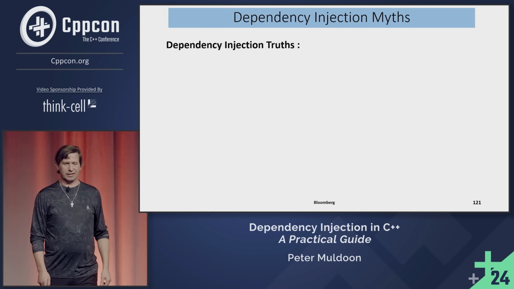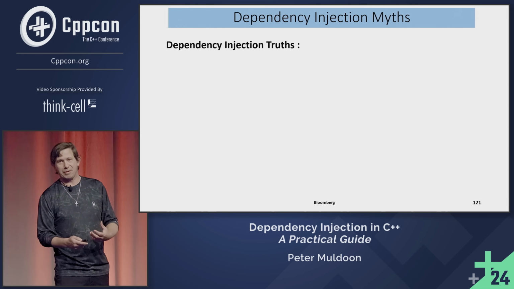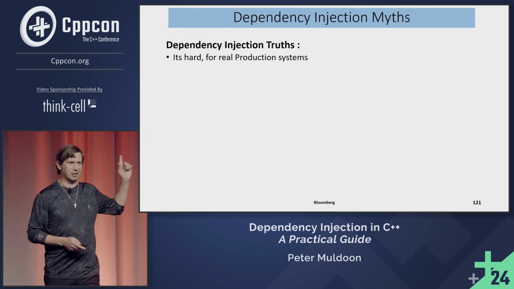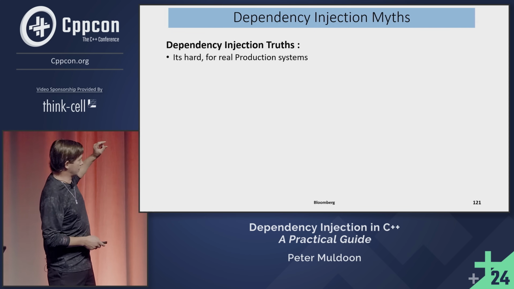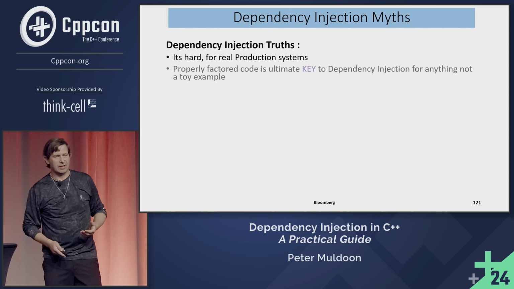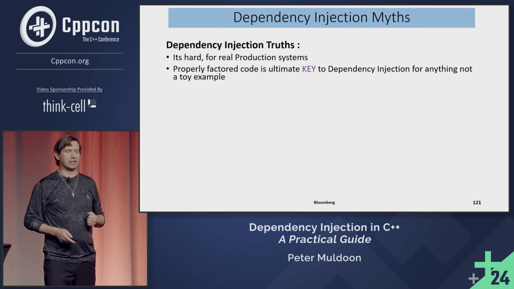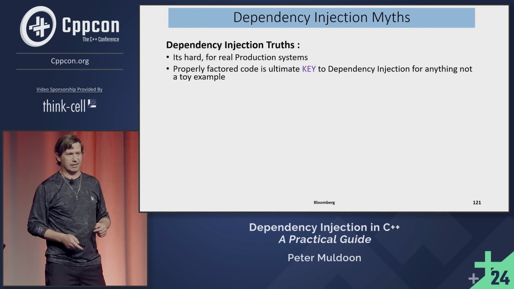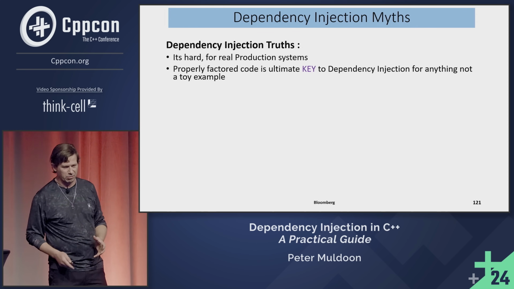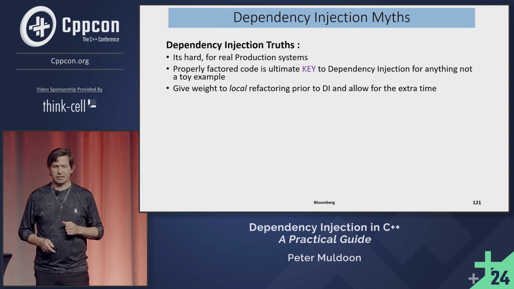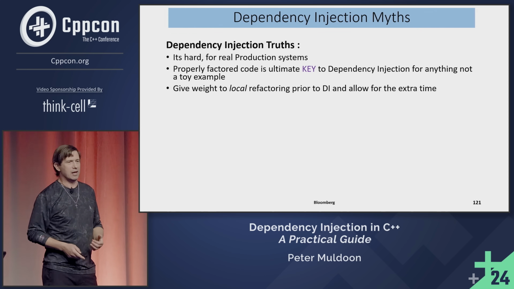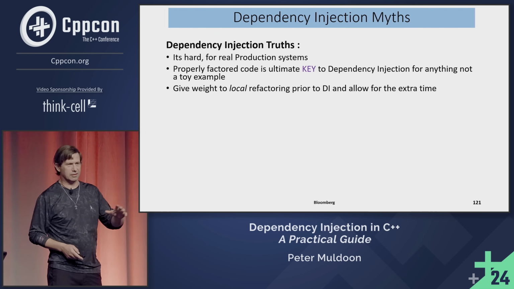All right, so what are the dependency injection truths? What is the truth about dependency injection? It's hard for real production systems, and you have to use techniques like this. I'm not talking about little functions where you have a car and you drop an engine in. I'm talking about big systems. Properly factored code is the ultimate key. You've seen it there. Dependency injection needs you to refactor, not rewrite. Refactor, move your code around a bit. And you must give weight to that local refactoring, that extra time, when you're planning the work you're doing. I'll need to do some refactoring here, not just make a change.